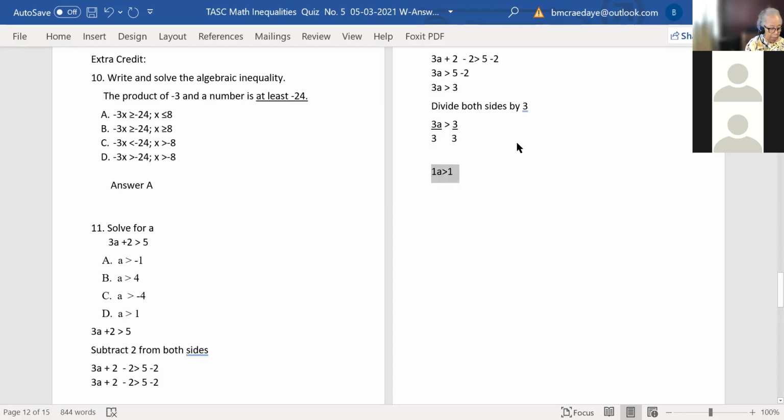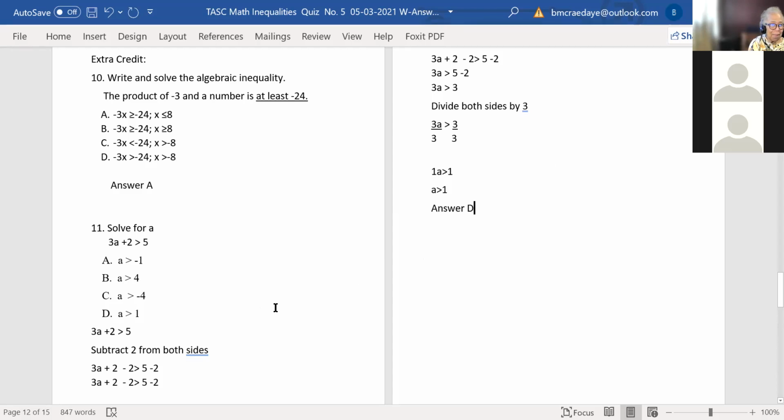And you can take out the 1 because you usually don't put the 1, but you get an answer that you see: A is greater than 1. So what's the answer? Which one is the answer? Which one, Maureen? D. D says A greater than 1. When I do it back over, I get D.